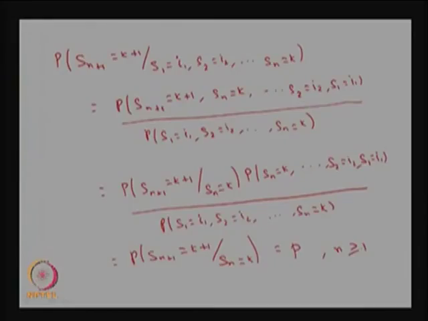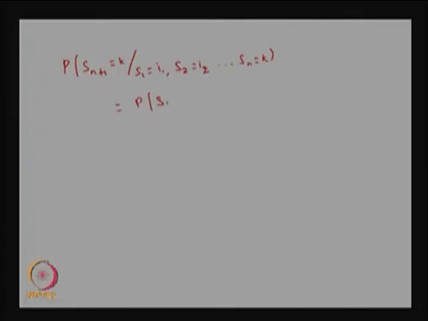This is satisfied for all n. So, you can make out this is satisfied for n greater than or equal to 1. Not only this, similarly I can come to the conclusion that the probability of Sn plus 1 is equal to k, given that S1 was I1, S2 was I2 and so on, Sn was k, that can also be proved.